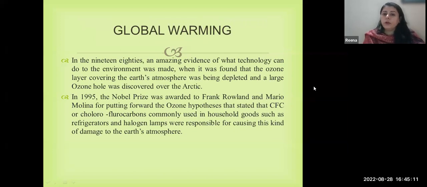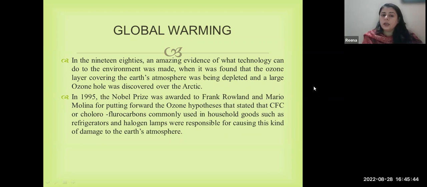Then another fallout is global warming. As you are all aware, it was found that the ozone layer covering the Earth's atmosphere is being depleted, and a large ozone hole was discovered at the Arctic. In my last presentation I have included images of the ozone hole and how it was shown through satellite imageries. So I've not repeated those slides again in this presentation. You can check my last presentation.